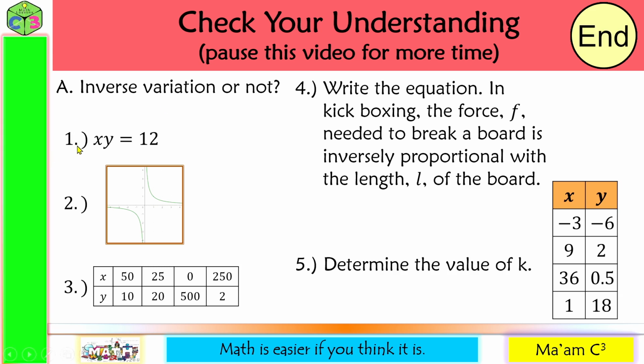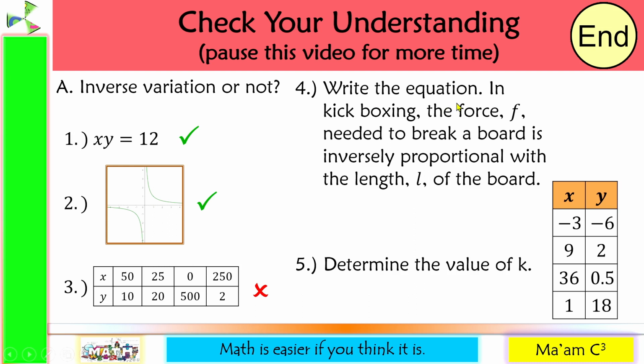Let us answer. For numbers 1 to 3, is it inverse variation or not? XY is multiplied and our K is not equal to 0. So yes, this is an inverse variation. Number 2, we have a graph here of a hyperbola. So yes, this is an inverse variation. Number 3, we have here 0 for x. So this is not an inverse variation.